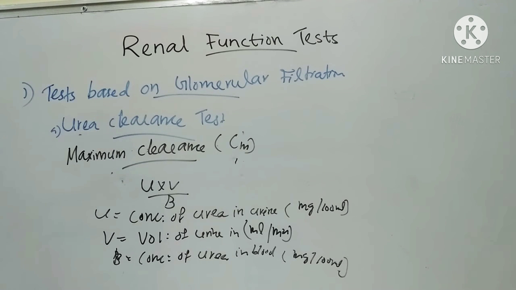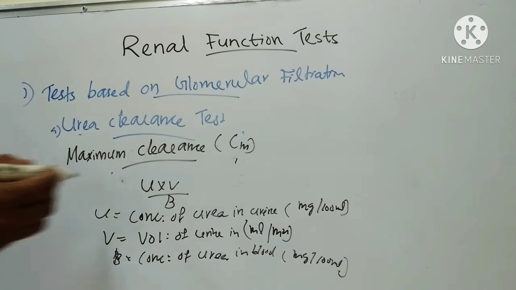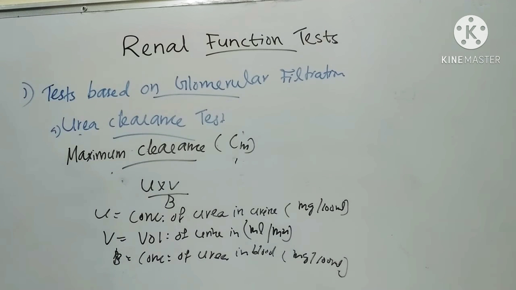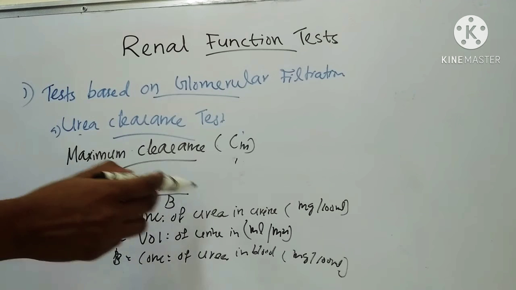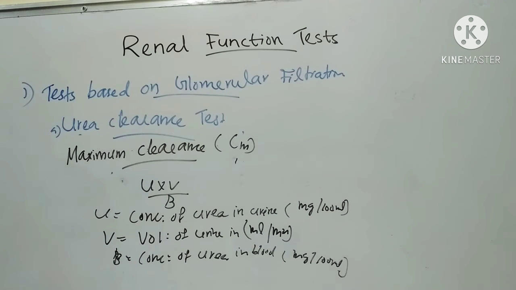So the volume of blood cleared of urea per minute can be calculated from the formula U into V by B. U is the concentration of urea in urine. V is the volume of urine in ml per minute. B is the concentration of urea in blood.